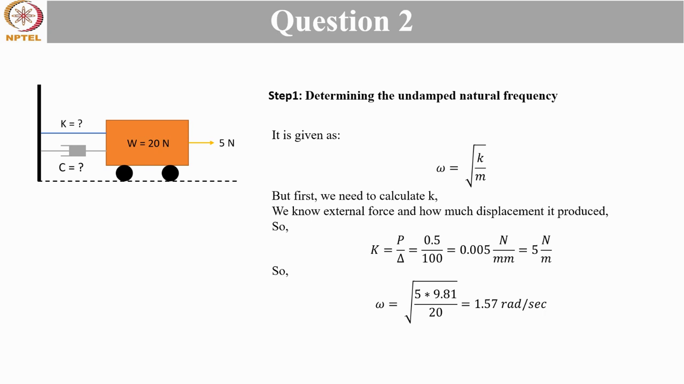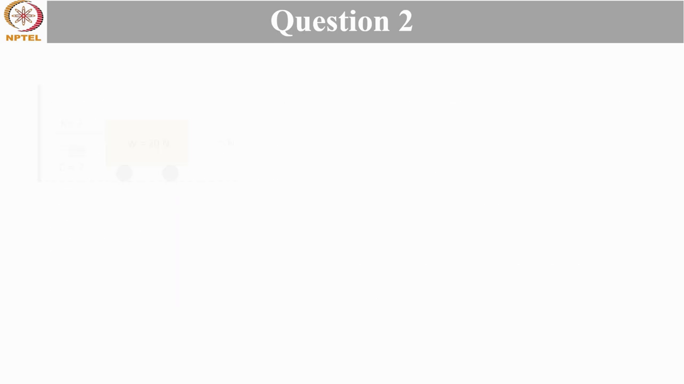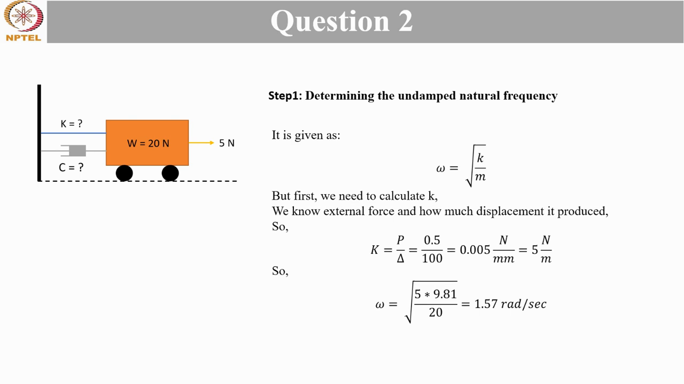But we know an external force and how much displacement it produces. So force is equal to k times delta, so k can be written as P upon delta. P is 0.5 Newton. Just make the correction in the analytical model, and delta is 10 centimeter, which can be written as 100 mm. So k will come out to be 0.005 Newton per mm, or we can write it as 5 Newton per meter. Now we know the value of k, and we know the mass.